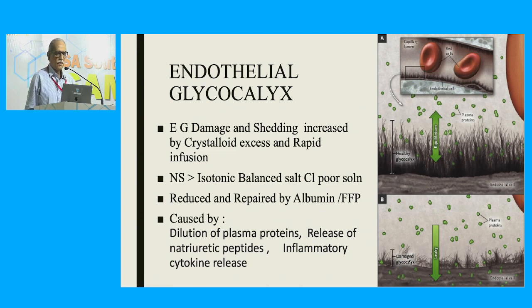And in the last decade, the research work into endothelial glycocalyx showed us that EG damage and shedding is produced by increased amount of crystalloid excess and rapid infusion of crystalloids. And they found that actually normal saline produced more problem than isotonic balanced salt chloride poor solutions, and also found that to an extent it is reduced and repaired by albumin or fresh frozen plasma.